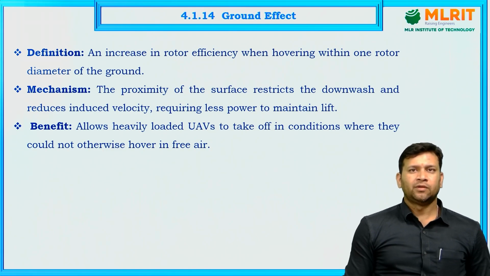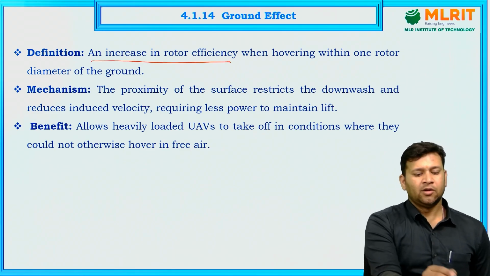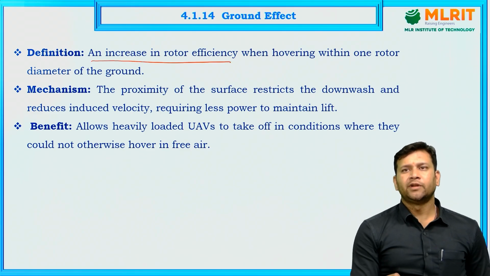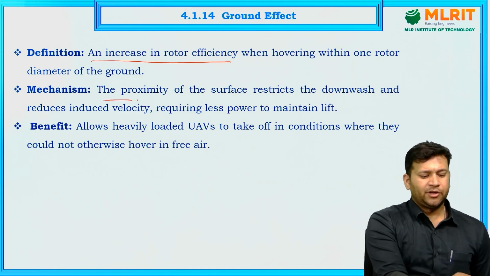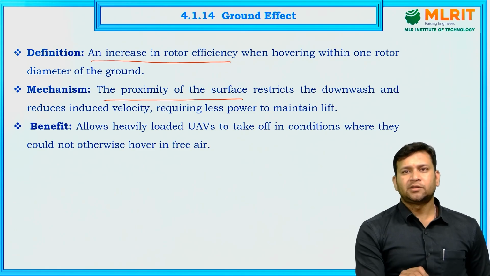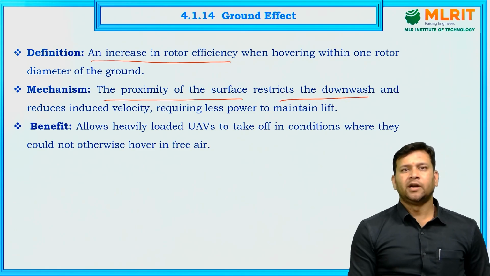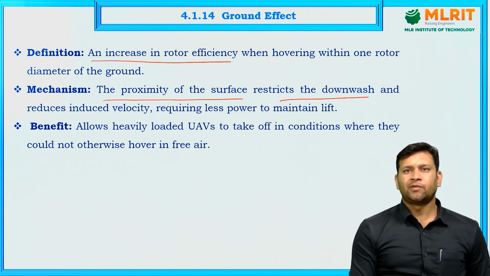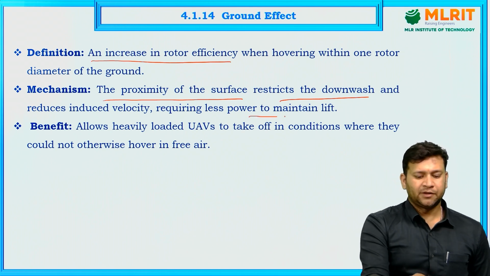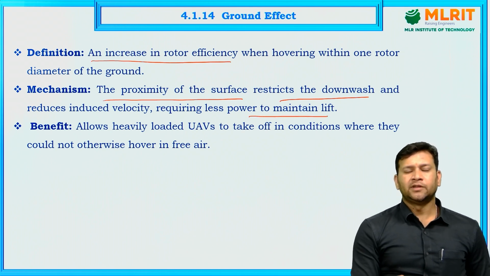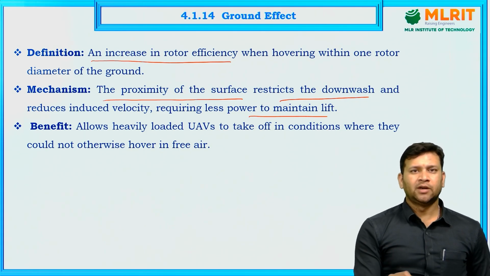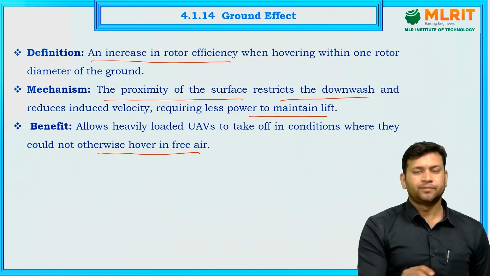The effect of ground forces, or ground effect, is an increase in rotor efficiency when hovering within one rotor diameter of the ground. The proximity of the surface restricts the downwash and reduces induced velocity, requiring less power to maintain lift. It allows heavily loaded unmanned aerial vehicles to take off in conditions where they could not otherwise hover in free air.